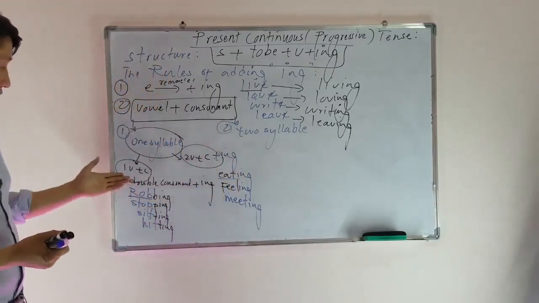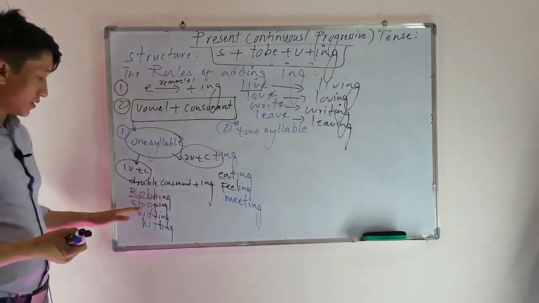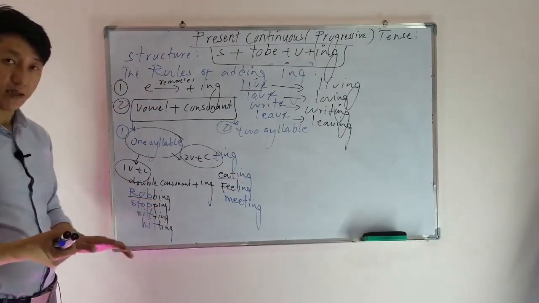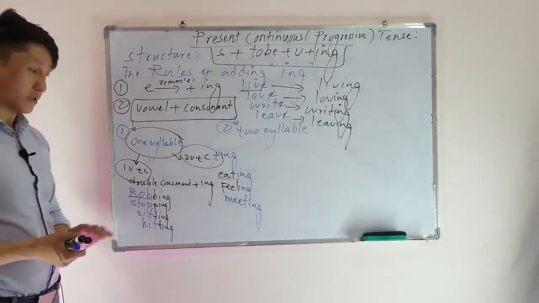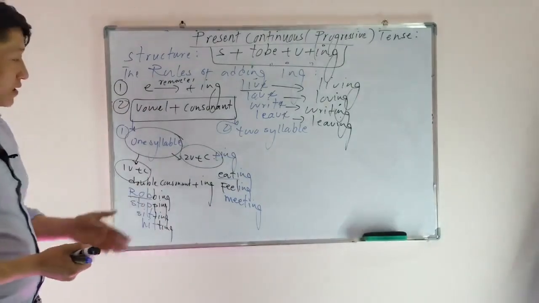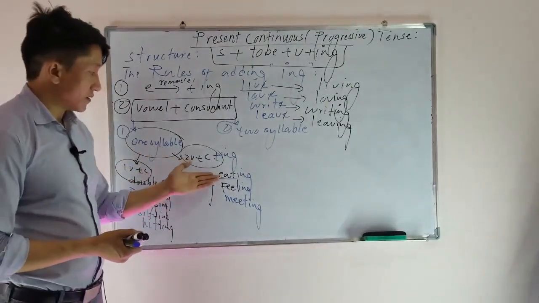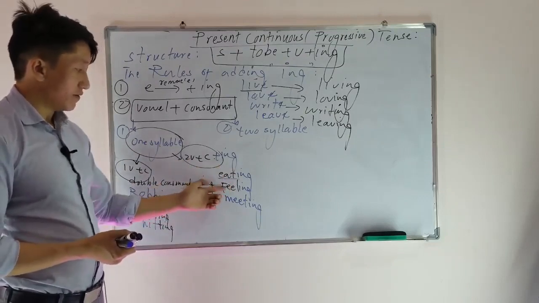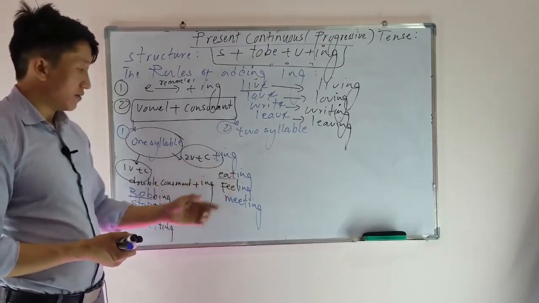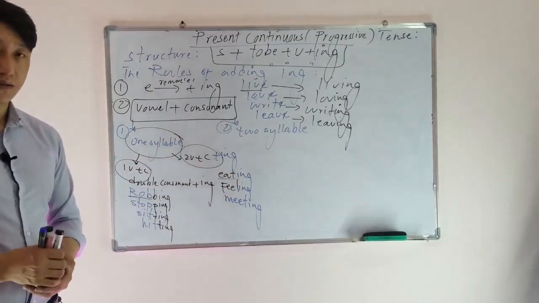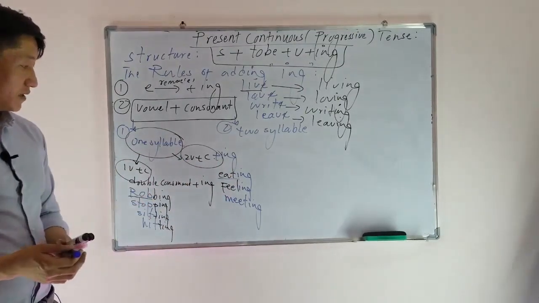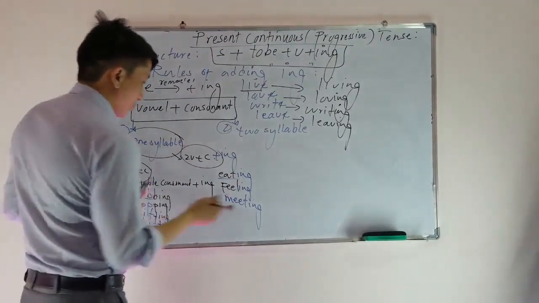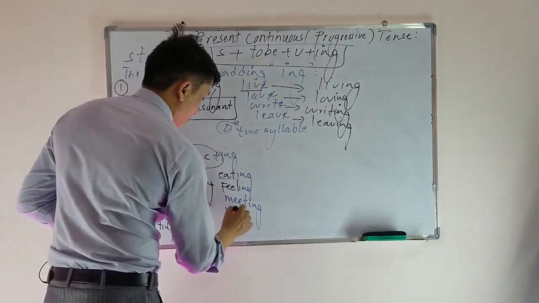For example, for doubling, we have rob, robbing, stop, stopping, sit, sitting, hit, hitting, beg, begging, and so on. Swim, swimming. But if we have two vowels plus consonant, for example, eat, it has e and a, two vowels, so we add ing. Feel, two e's, ing. Meet, double e and ing. So eating, feeling and meeting. Or we also have rain, for example. Rain becomes raining.